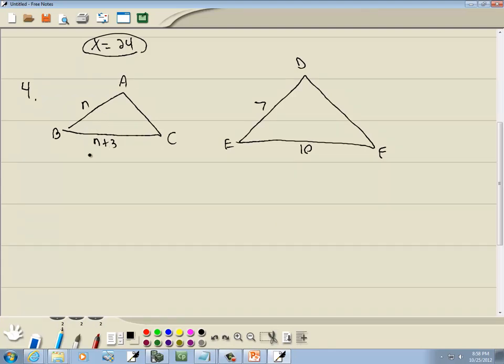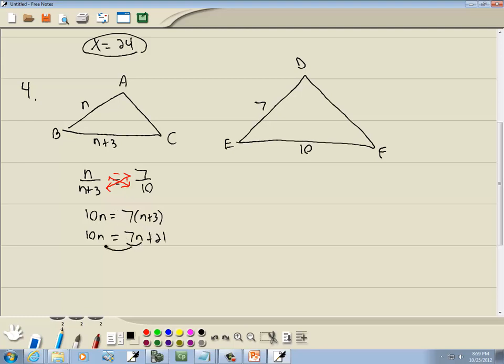Okay, so first off, we can set this up. So this would be n over n plus 3 equals 7 over 10. And probably the easiest way to find n is just go ahead and solve this. So this is a proportion, a single fraction equal to a single fraction. So we'll cross multiply. So I'll take n times 10, which is 10n, equals 7 times n plus 3. Well, 7 times n is 7n. 7 times 3 is 21.